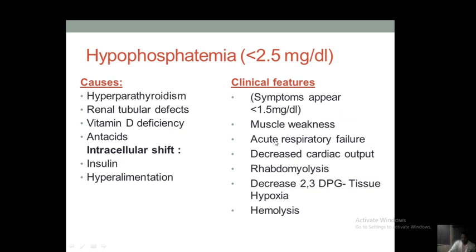So these are the symptoms: muscle weakness, acute respiratory failure, decreased cardiac function, rhabdomyolysis. Rhabdomyolysis is also called crush syndrome.